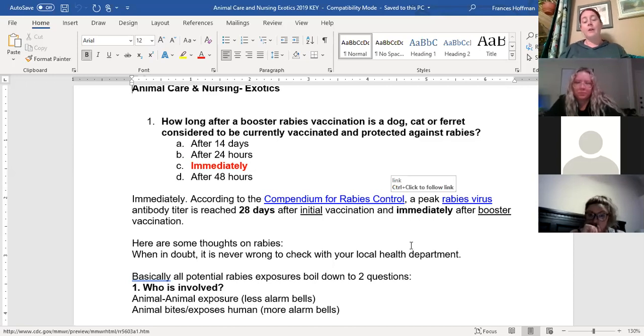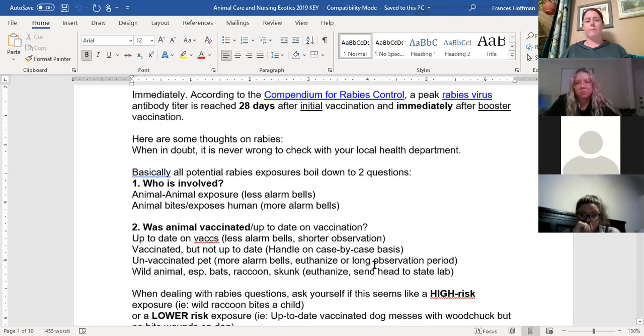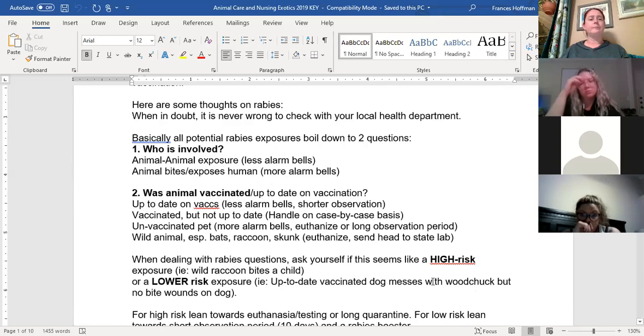Local health departments, though, can have some variations. I found a really neat website: if you just Google state laws for rabies in cats, about half of our states require rabies vaccines in cats. Arizona, of course, does not. There's lots of really interesting information about rabies out there.